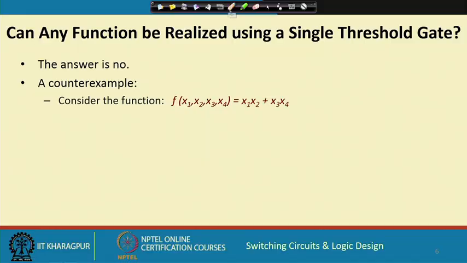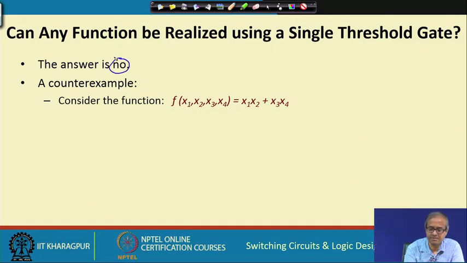Now, how do we prove this? We give a counter example. We show an example logic function and we give a justification why this cannot be implemented using threshold logic. Let us see. So, the first thing is that the answer is no, as I said. You cannot implement any arbitrary function using a threshold gate. Now, the example we take is like this.